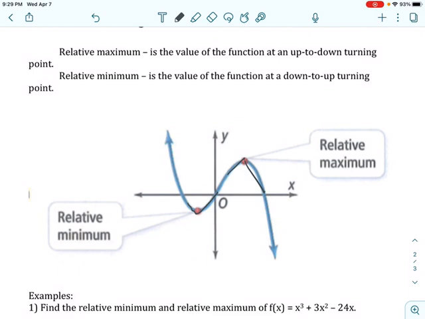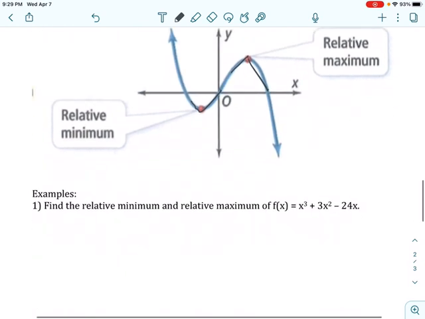You can have two mins and one max, and two maxes and one min. You can just have a min. Okay, so depending on the graph is going to determine what kind you have.